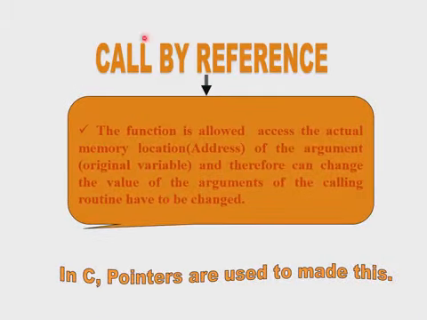Now what is the call by reference method? To avoid the disadvantage of the call by value method, there exists a new method, that is the call by reference method. The function is allowed to access the actual memory locations, that is the addresses of the variables of the arguments or the original variables, and therefore it can change the values of these arguments in the calling routine. And in C, pointers are used to make this possible.